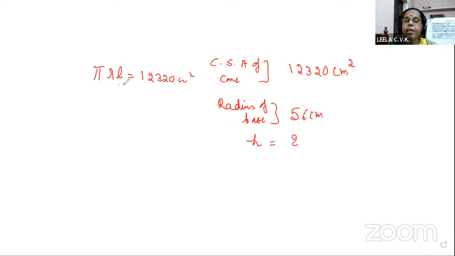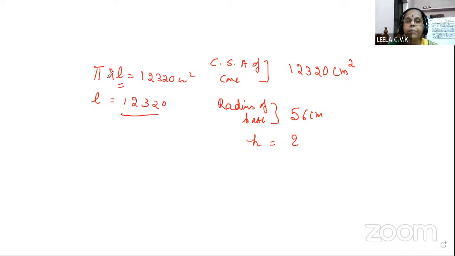Here from this we can find it, because pi we know the value, R is given, so L is to be found out. Every time whenever you do calculations, what is to be found out? L is to be found out, that you keep on one side, and the other values you take to the other side.